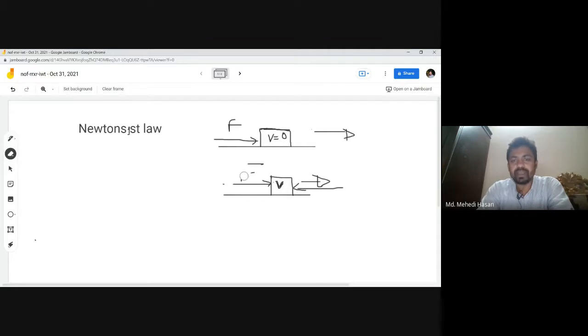So the main concept is the force. The definition of force is that it produces a change in motion, it produces acceleration. Acceleration is created due to the application of force. And another thing is inertia, which is also involved here. Inertia is mathematically a measure of mass, the amount of mass.